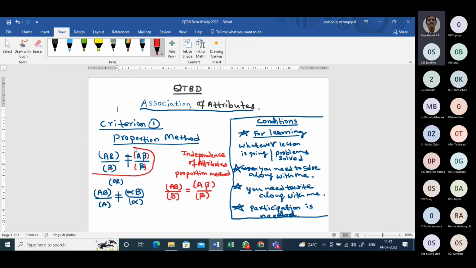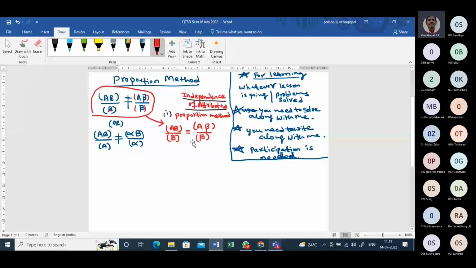The same point: if you say not equal to, it falls under association. If you say equal to, it becomes independence of attributes. Am I clear, children? Hello? Are you able to understand, children? Yes, sir.